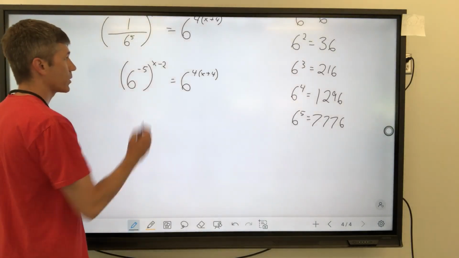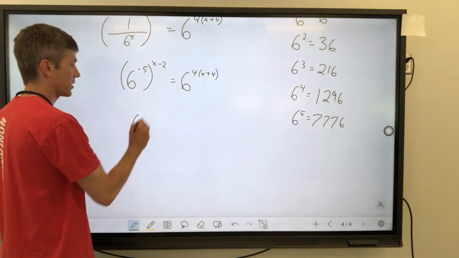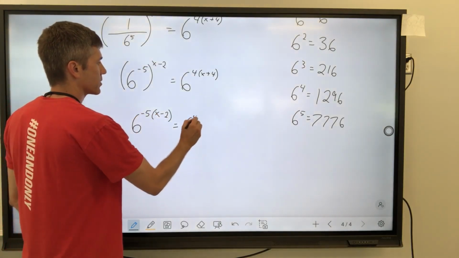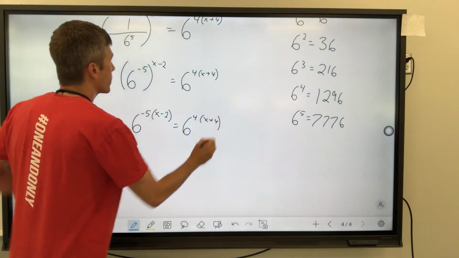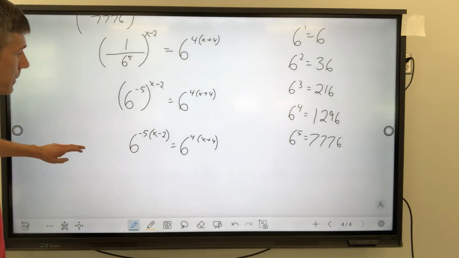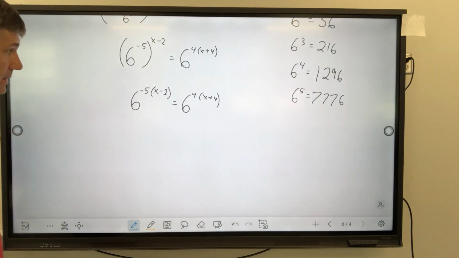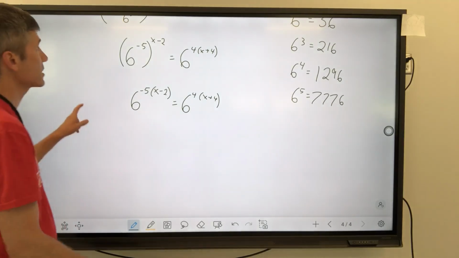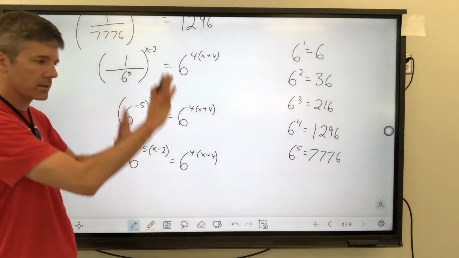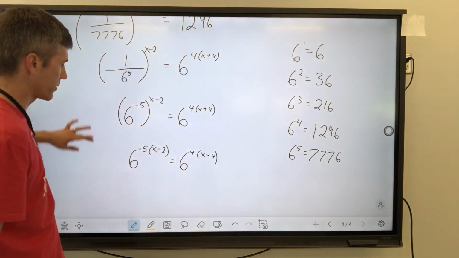And we are now going to multiply these two exponents together. So we have -5 and then x minus 2 and 6 to the 4th and then x plus 4. If you wanted to jump straight from here to here, that would be totally okay. But at this point, I see the same base on both sides. Now, I saw the same base on both sides here, but this one was in the denominator. This is wacky. Let's put them on a level playing field, right?